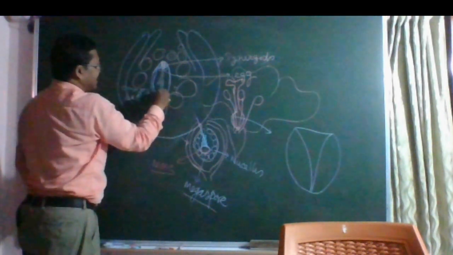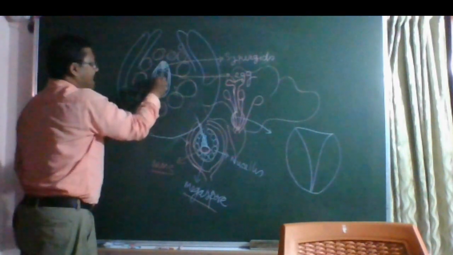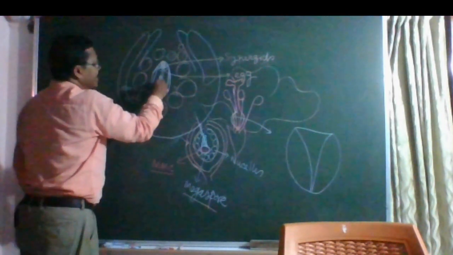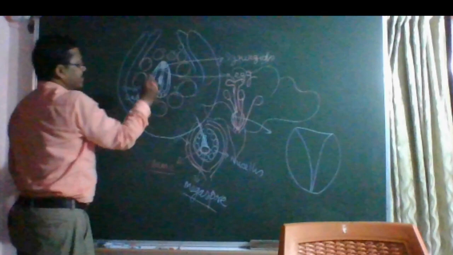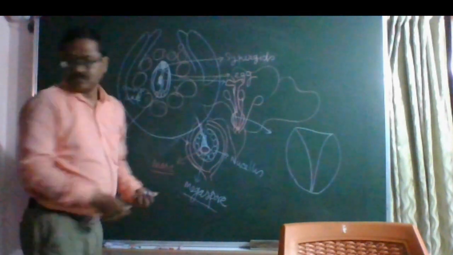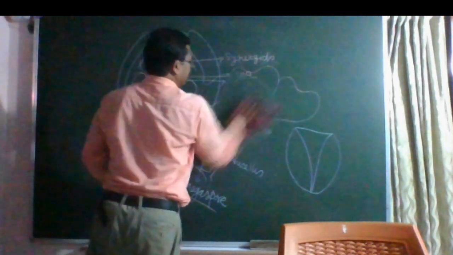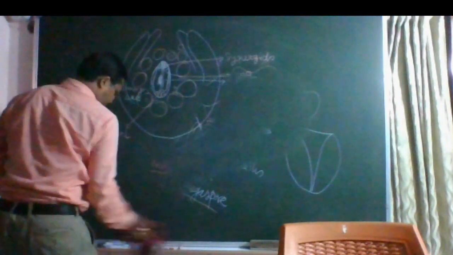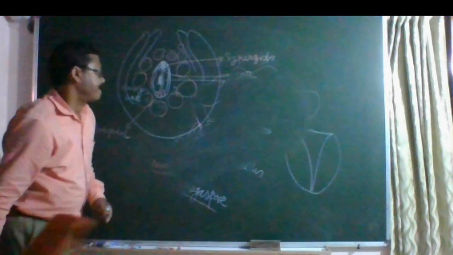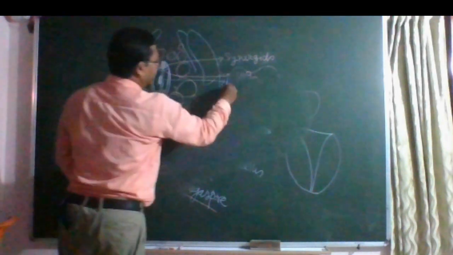This central cell contains 2 nuclei. Later, these 2 nuclei fuse and ultimately form the polar nucleus. This is a polar nucleus.